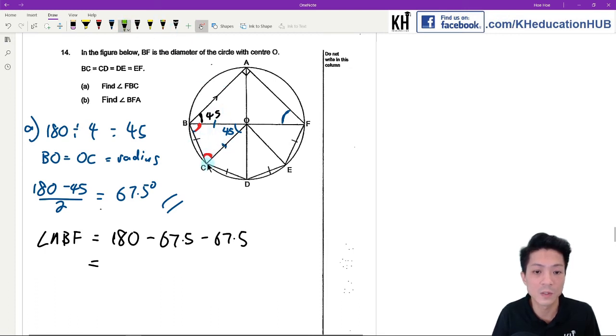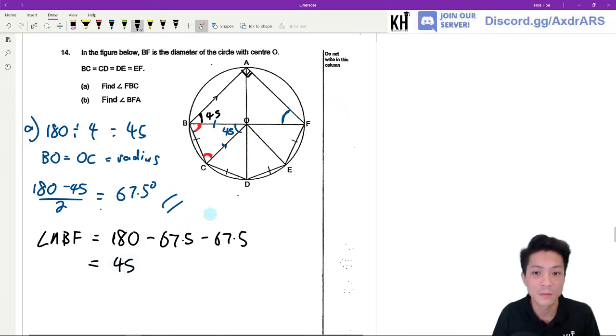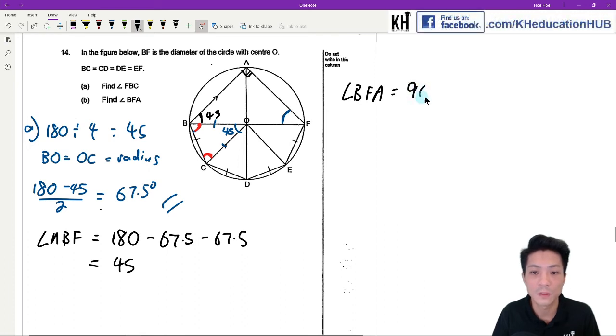Okay, or you can basically use the alternate angle, which will be easier. Okay, these two lines are parallel to each other. So if this is 45, this is also 45. Okay, so once we know that this angle over here is 45, we know that this is 90, we can find what is the angle over here. I'm gonna write the answer here. Angle BFA is equal to 90 minus 45, which is equal to 45.